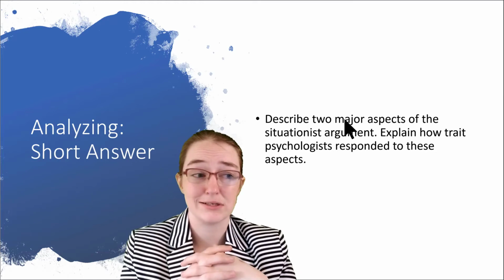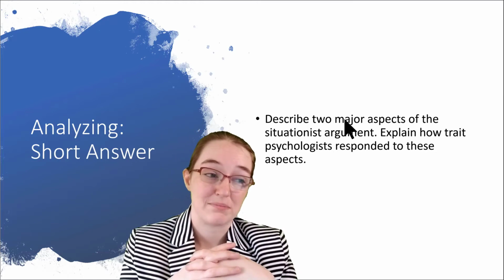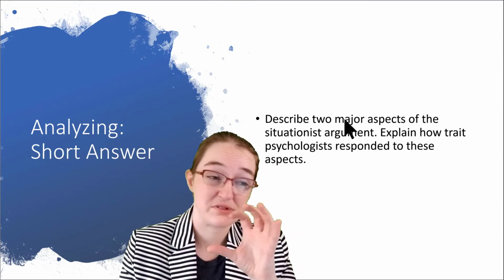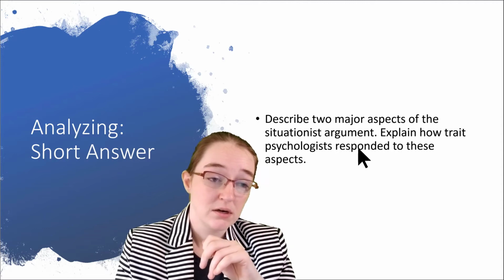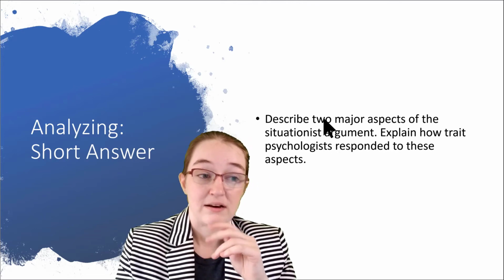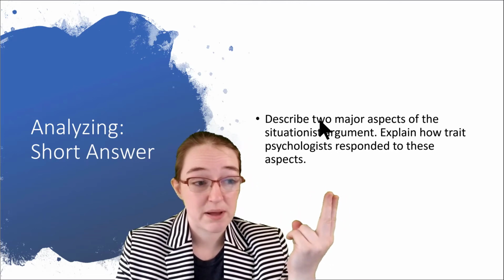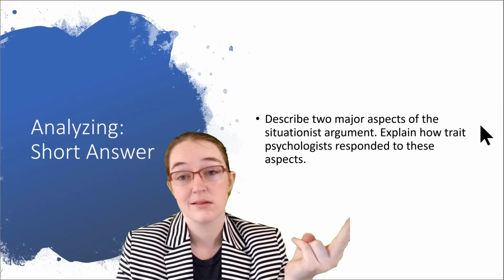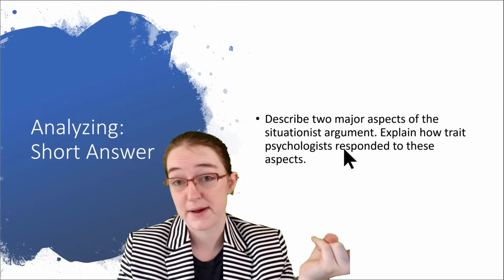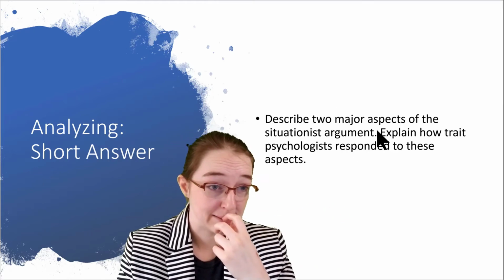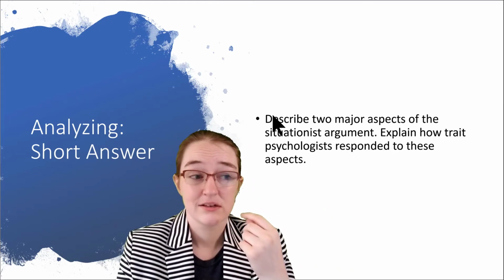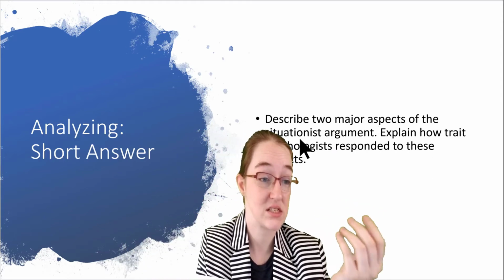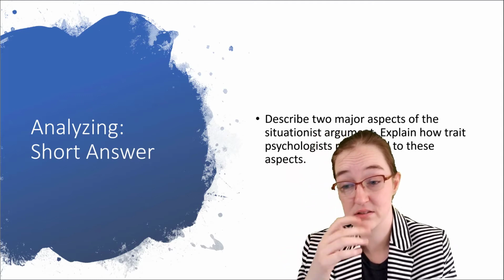On occasion, you'll see I've caught this happen: describe some, and some is vague. So sometimes you'll see in parentheses, I'll give a number. Now for this one, you've got two major aspects. There are more than two, but just pick two, and then explain the responses to those two aspects. If you only address the first half, I can't give you any of the points related to explaining these other aspects.